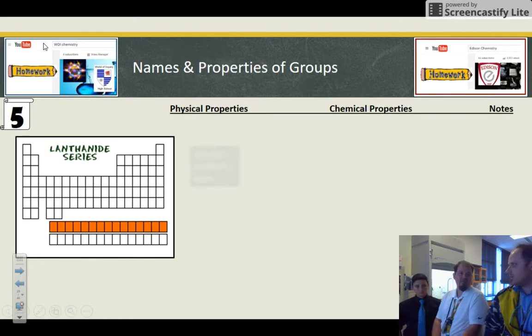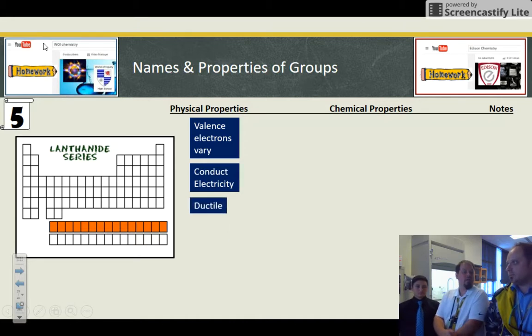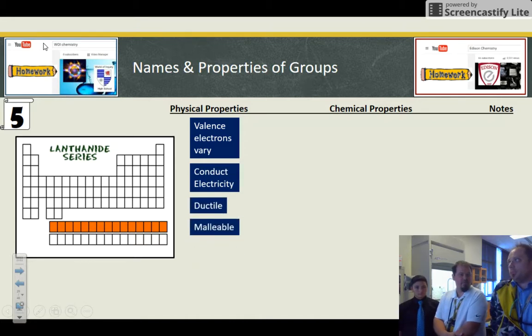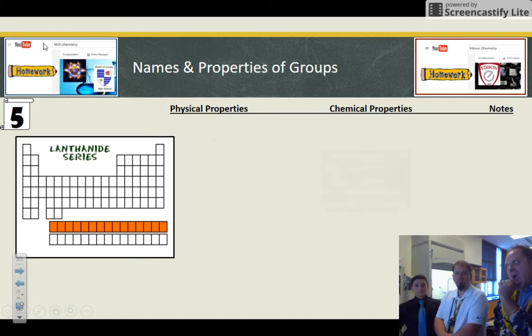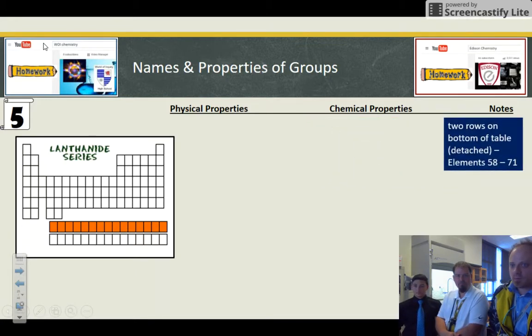Okay, lanthanides, we're going to go through this one pretty quick. Valence electrons vary, and they have all the same metal properties, because it's a metal. Even though it's detached and below, it is part of the transition metals family. I think I probably left out luster, but that's okay. Chemical properties: when exposed to air, they react with oxygen to form an oxide coating that tarnishes their surface sometimes.